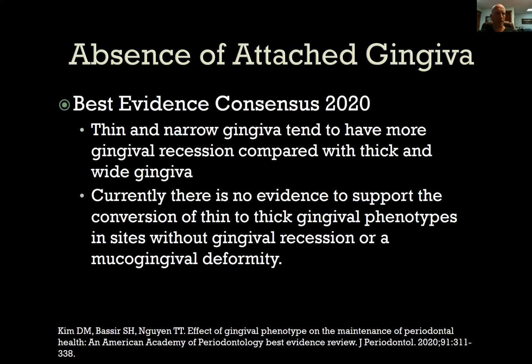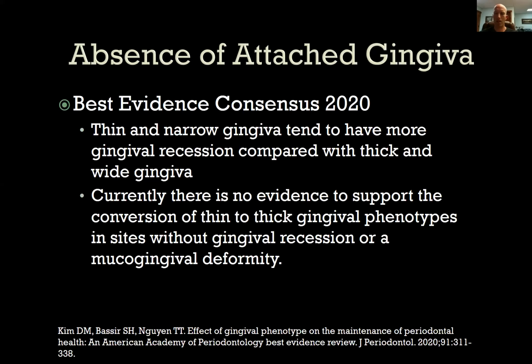Now, in just last month's edition of J. Perio, excuse me, a best evidence consensus was published. And two main conclusions came out of that. First, that a thin and narrow gingiva tend to have more gingival recession compared with thick and wide gingiva. We would expect that. That makes sense. And interesting, currently there is no evidence to support the conversion of thin to thick gingival phenotypes in sites without gingival recession or a mucogingival deformity.